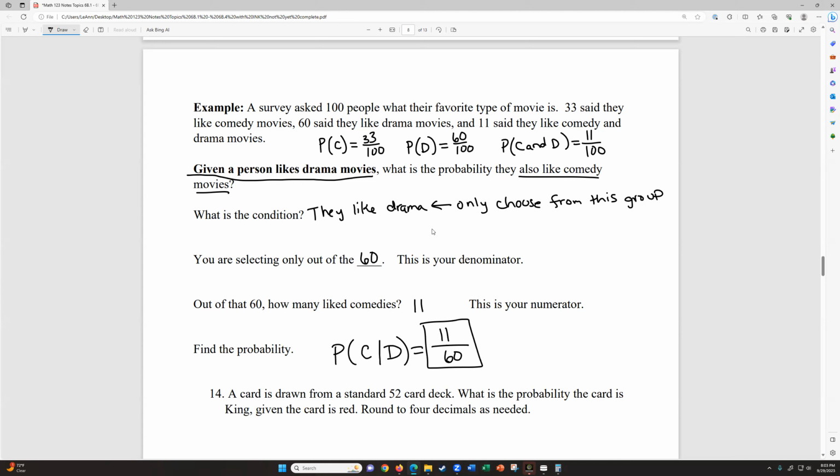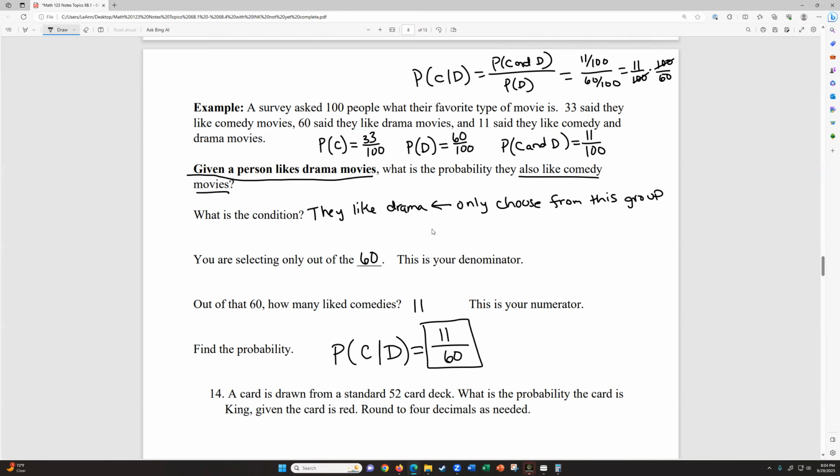Now, the formula back on the other page showed you to put the probabilities in there. They said the probability of comedy given drama was the probability of both, which is and, over the probability of just the drama. So if we write that in fraction form, it's a little bit more complicated than just talking through it. This is 11 over 100 over 60 over 100. And you have to know what to do with fractions there. You have to multiply by the reciprocal of the bottom instead of dividing. But that's how the hundreds cancel, and it's just 11 over 60. So the formula does work. It's just more thought-provoking than you really need it to be.